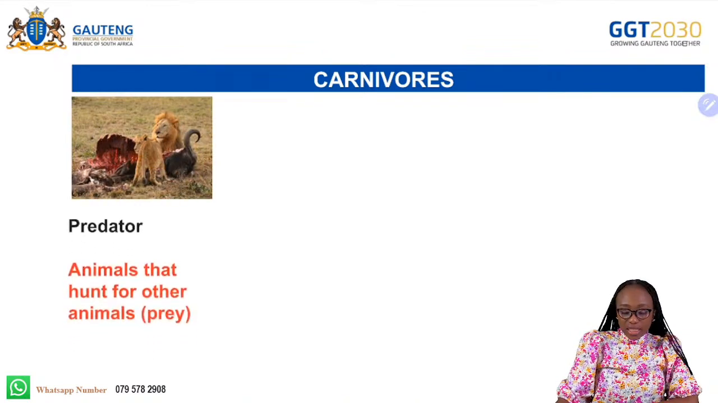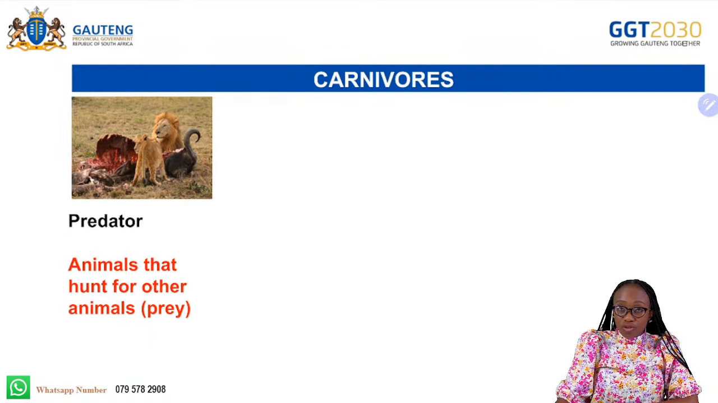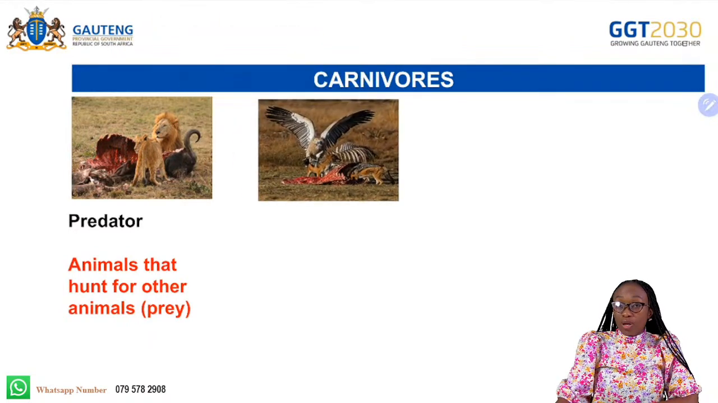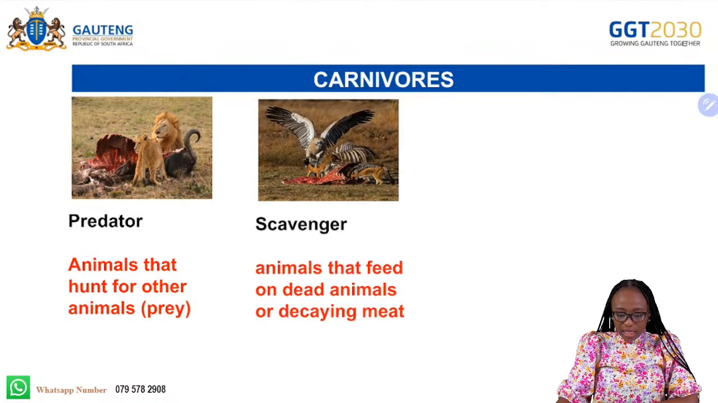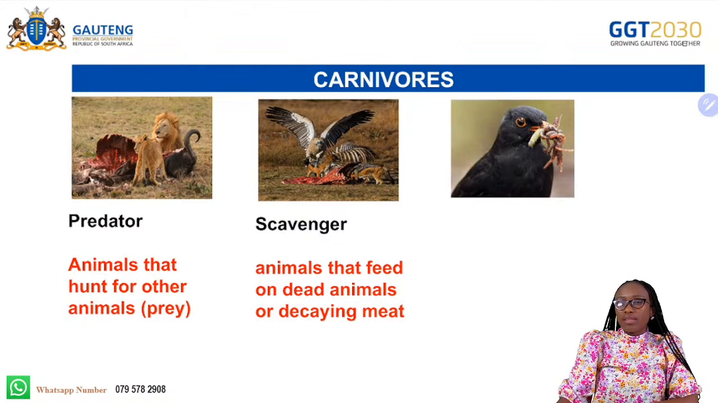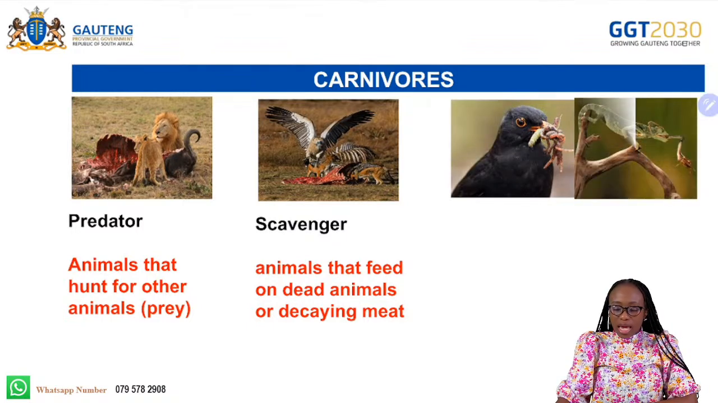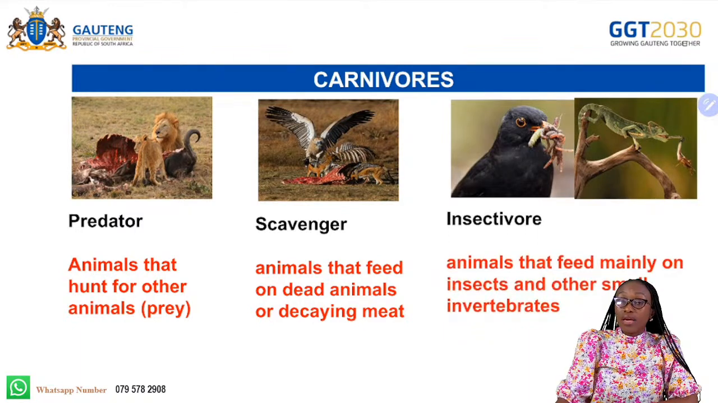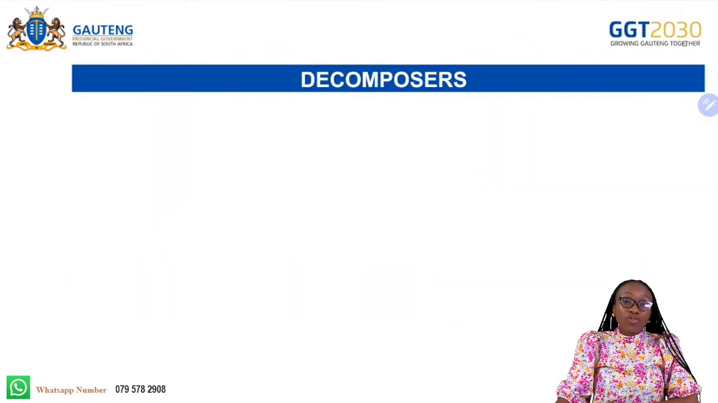And then we've got the carnivores. These are divided into 3 groups. We've got the predators. These hunt other animals for food. Then we have scavengers. They eat dead animals. And then we've got the insectivores. They eat small insects and small invertebrates. These are the carnivores.